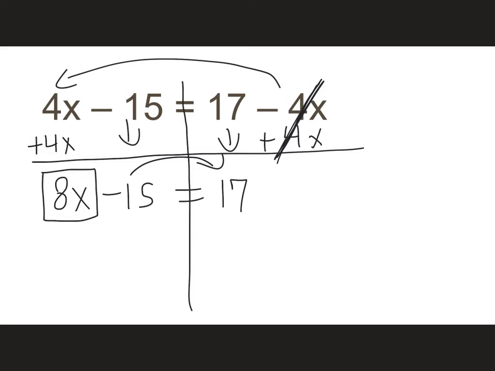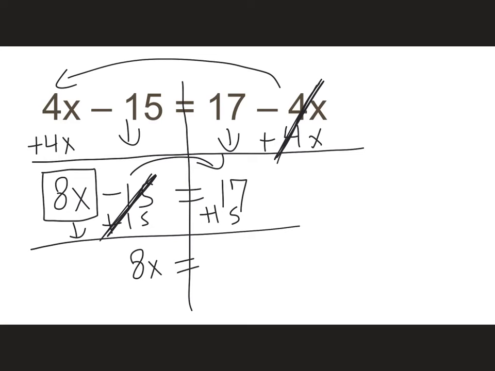Again, anytime we're moving to the opposite side of the equal sign, we must do the opposite operation. So I'm going to plus 15, and what I do to one side, I do to the other side. I know that'll cancel out. I'm going to bring down my 8x, my equal sign, and I know that 17 plus 15 equals 32.